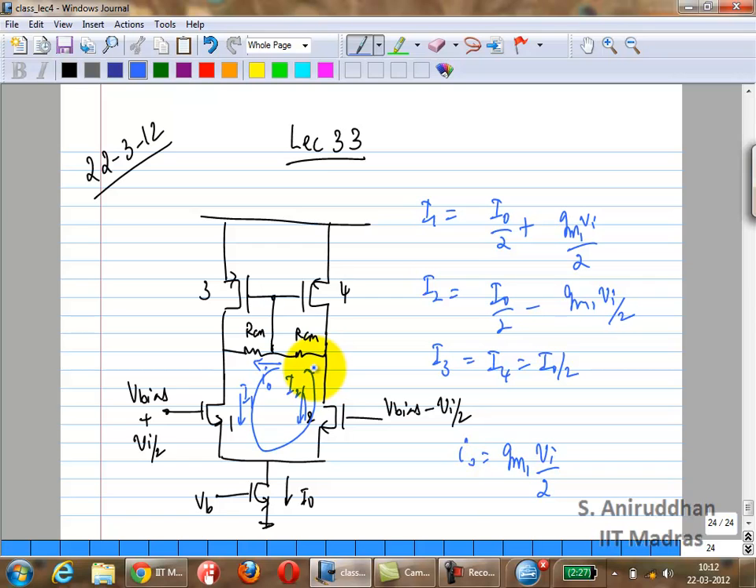So what is the gain of this? Well, right now when we said all of the signal current flows through RCM, we assumed that M3 and M4 don't have any output impedance, and M1, M2 don't have any output impedance. In reality there will be signal current flowing through all of these. What is it?